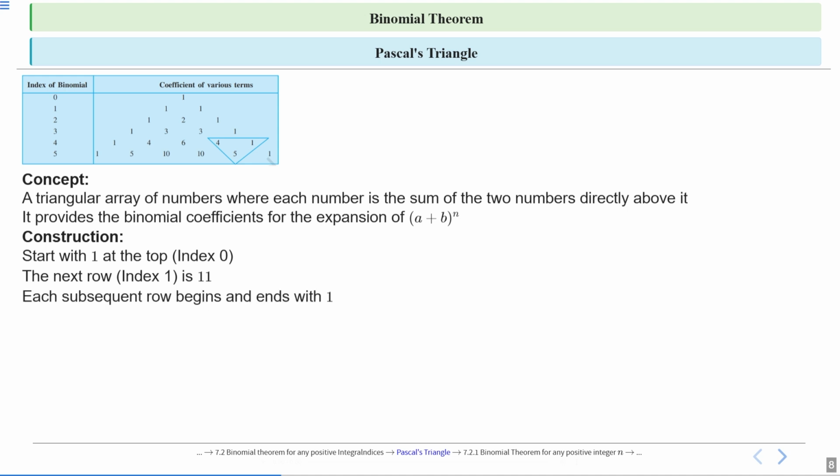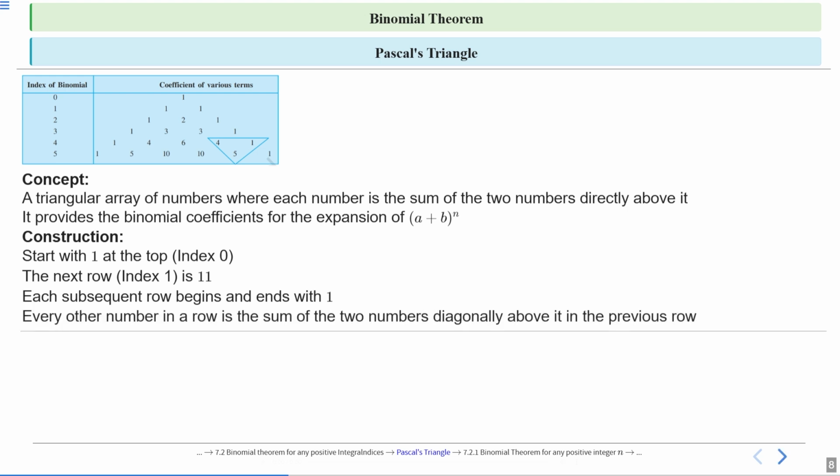As we move to the subsequent rows, each row begins and ends with 1. Okay, so you should note here, each row begins and ends with 1. So this pattern is consistent throughout the triangle. And every other number in a row is the sum of the two numbers diagonally above it in the previous row.